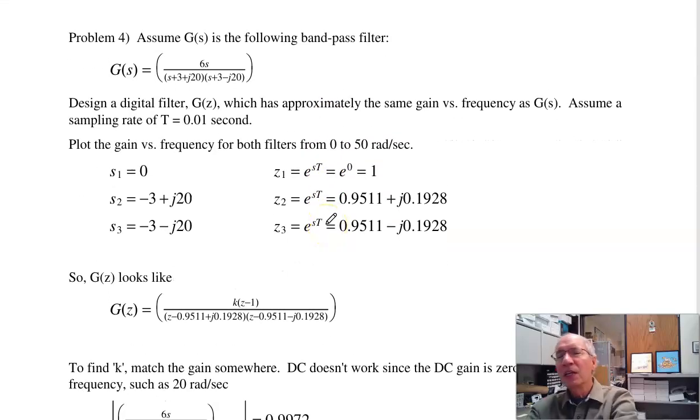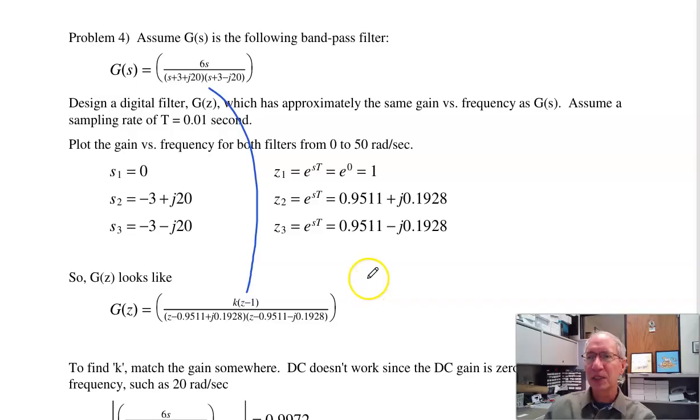Problem 4. This also works with complex poles. If I have a 0 at the origin and 2 complex poles in the S-plane, in the Z-plane, once again, I map with e to the sT. I should have a 0 at plus 1 in the Z-plane, a pole at 0.95 plus or minus j0.19 in the Z-plane. So this filter in the S-plane looks like that in the Z-plane. This assumes a sampling period of 0.01. Change the sampling rate, I change the pole location.